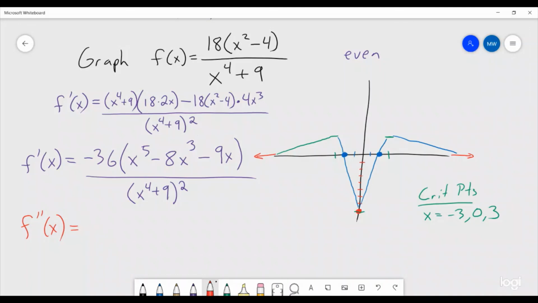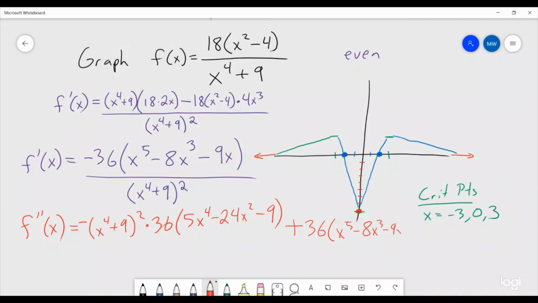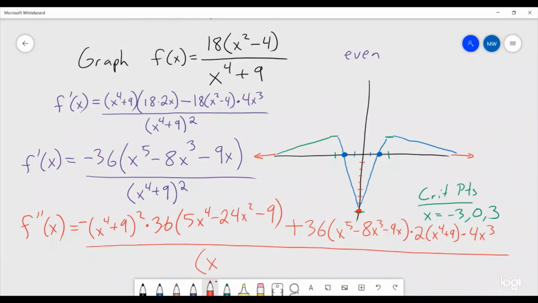So we got low d high, so x to the 4th plus 9 squared times the derivative of the top, stick a negative out front, times 36, derivative of that inside, 5x to the 4th minus 24x squared minus 9, low d high, minus high d low, so that's a plus 36 times x to the 5th minus 8x cubed minus 9x times the derivative of the bottom times 2 x to the 4th plus 9 times 4x cubed all over the bottom squared. X to the 4th plus 9 now to the 4th.